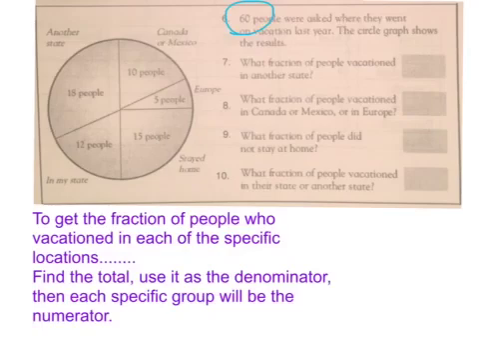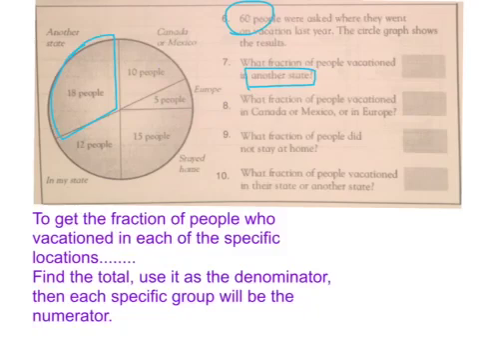And every one of these questions asks what fraction. What fraction of people, what fraction of people. But they're asking you to look at different things. So if you look at question 7, what fraction of people vacationed in another state? So if you look over on the sides, they have labeled all the sections outside the graph with the category. So another state is actually this section. 18 people went in another state.